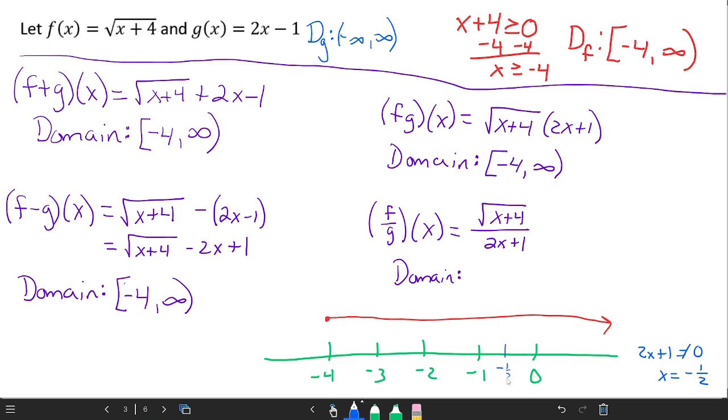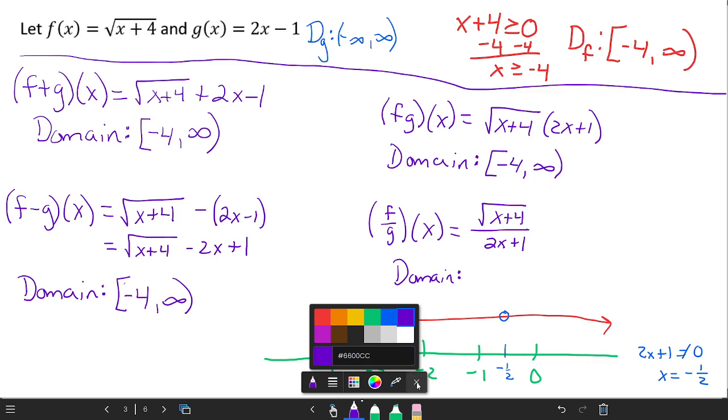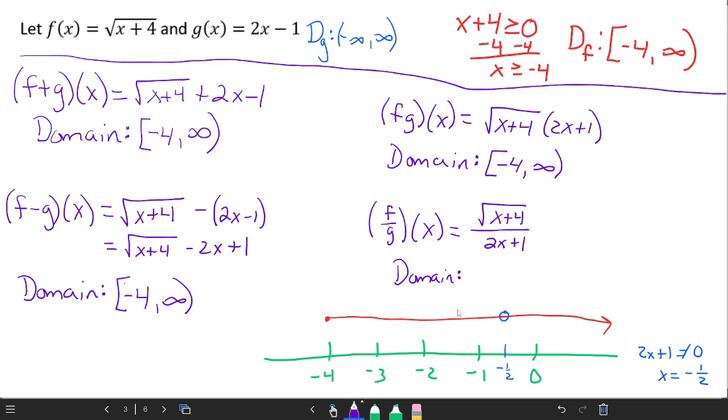So here's -1/2. We need to skip over that value. We can't include it in the domain of f over g. We still are only restricted to the right part, so we still can't use anything down here less than -4, but now we also have to skip over that value, -1/2. So we're going to need to use the union symbol to write this domain for f over g. So we still are starting at -4, but now we're going right up until -1/2. We're going to skip over it, so we need parentheses there. And then right after that value, we'll pick it up and then just follow it forever to the right.